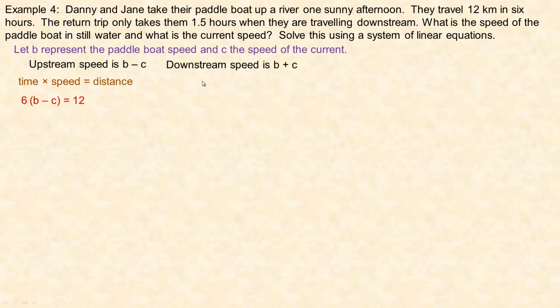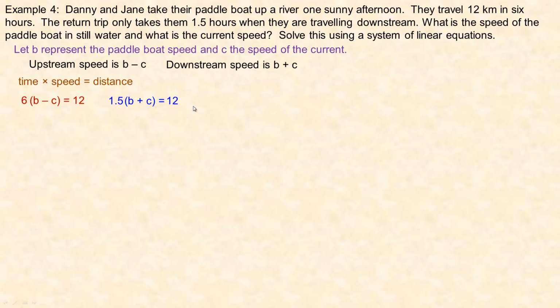For the downstream one, the time is the 1.5 hours. There it is right there. The speed will be the boat plus the current, and the distance is still 12 kilometers. They still went 12 kilometers back down the river. Now, those are the two original equations.